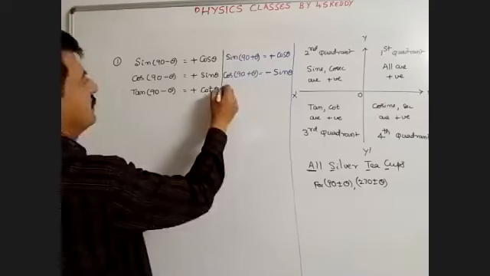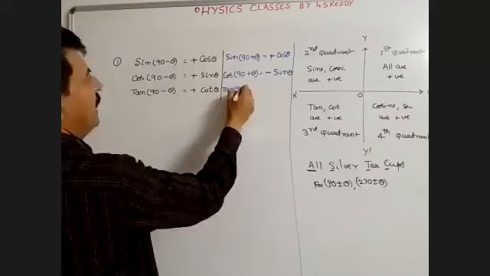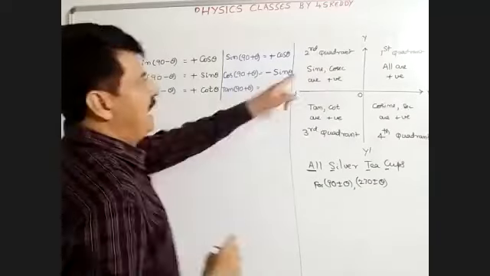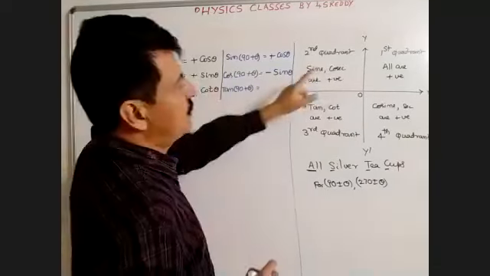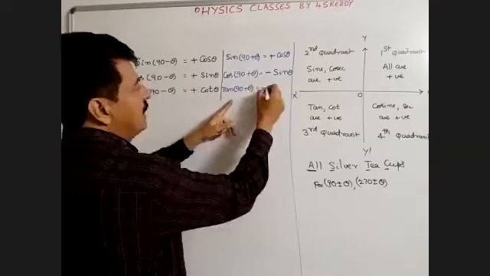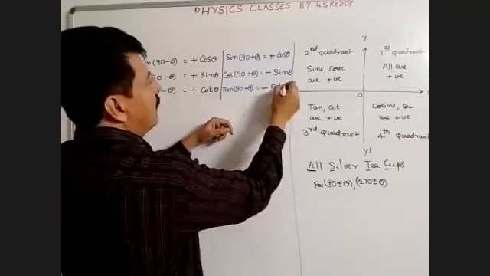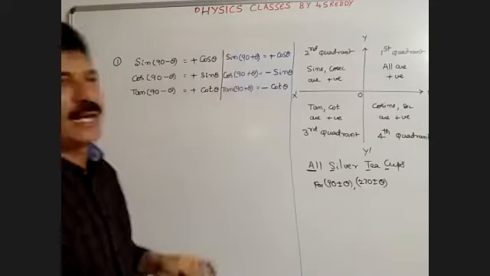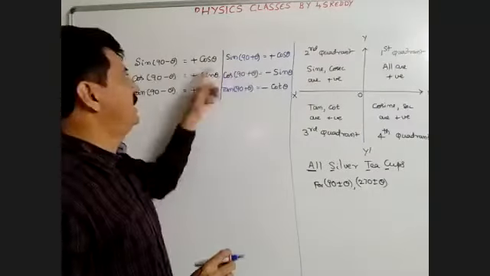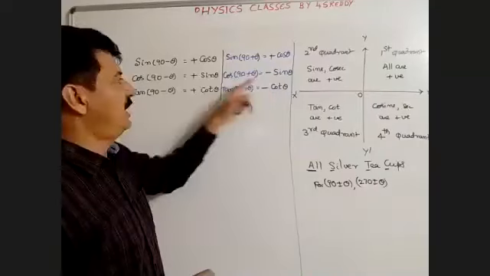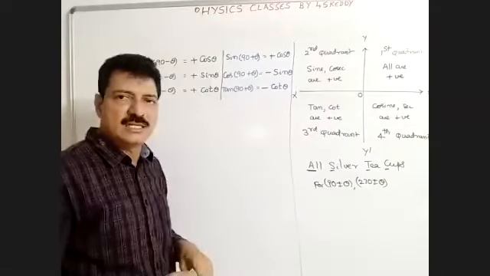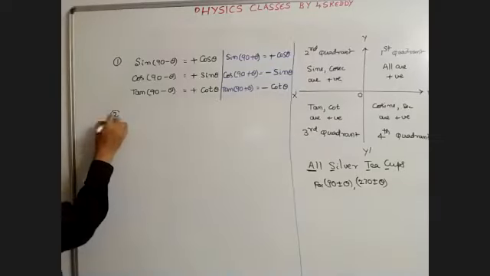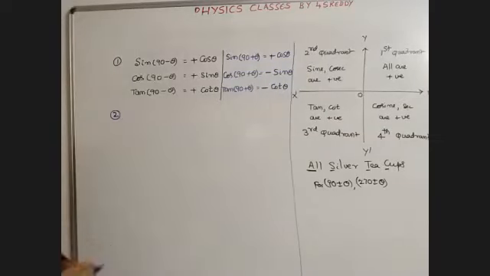Third one, tan(90 + theta). In the second quadrant, only sine and cosecant are positive, all others are negative. So minus cot theta. This is for 90 minus theta and for 90 plus theta: sine changes to cos, cos changes to sine, tan changes to cot. This is the first one.